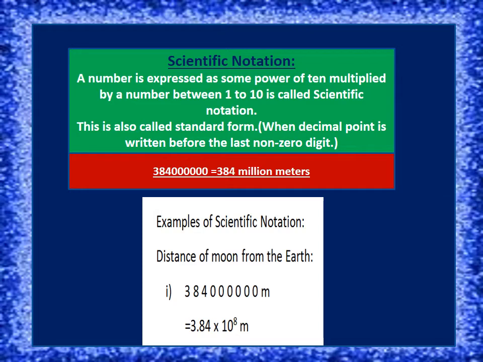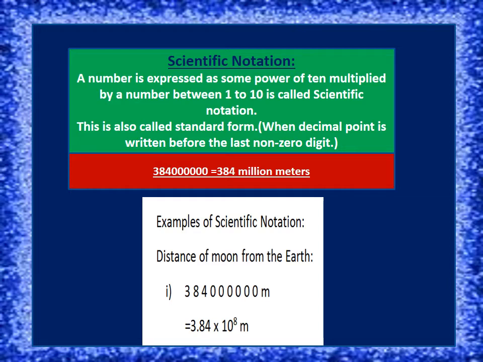As I already told you, if we have the value 384 million, then the point will lie at the end of the number. So you will move your point up to 8 places. When you move your point 8 places, it will be converted into 3.84 multiplied by 10 raised to the power 8 meter. So this one is the standard form.